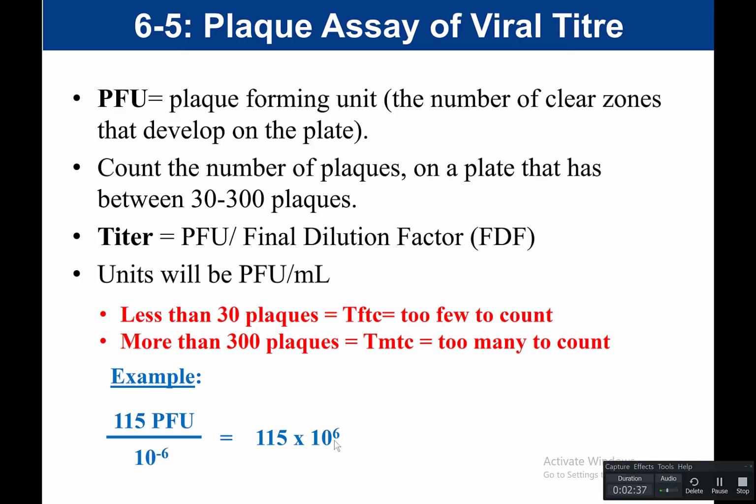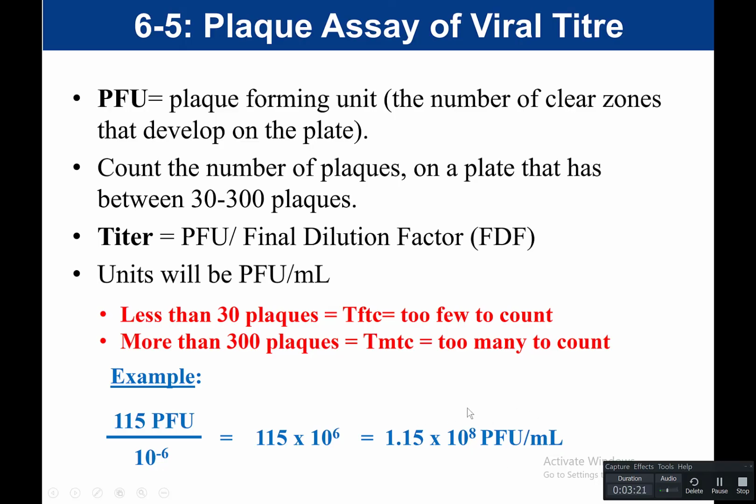That is not in proper scientific notation though. We want this first number to be a number between 1 and 10. So my decimal point is here. I need to move it 2 places to make this 1.15, which means my exponent needs to move 2 places. And so what we end up with is 1.15 times 10 to the 8th. Notice it moved 2 places because I moved my decimal point 2 places. So 1.15 times 10 to the 8th, and then my units are going to be plaque forming units per milliliter. So this is how we calculate our titer.